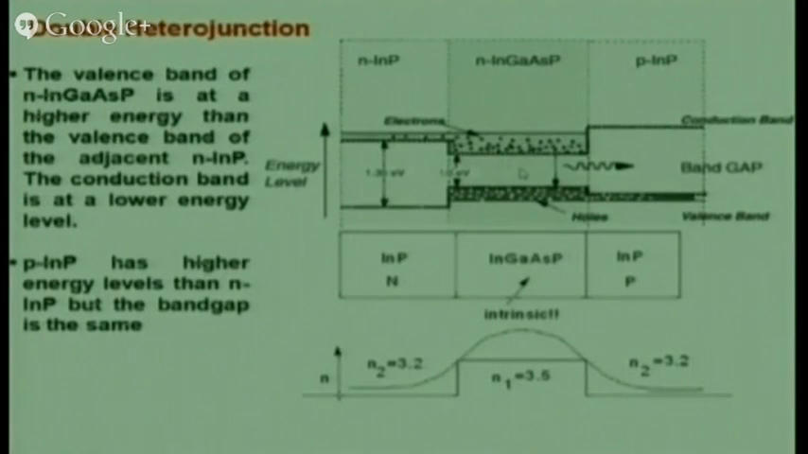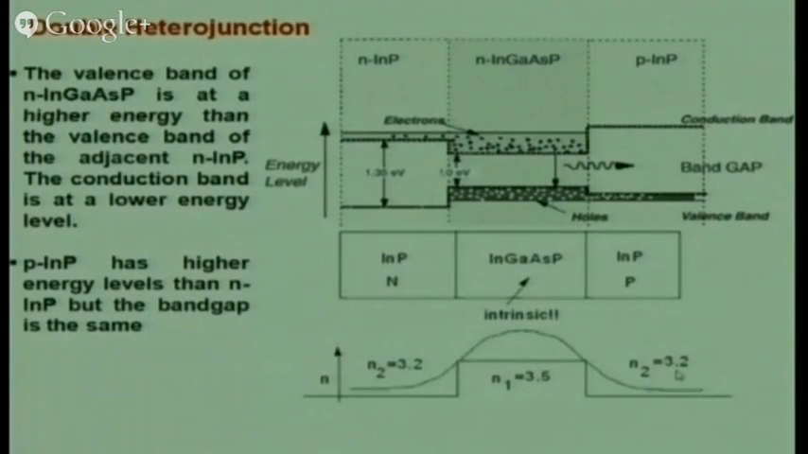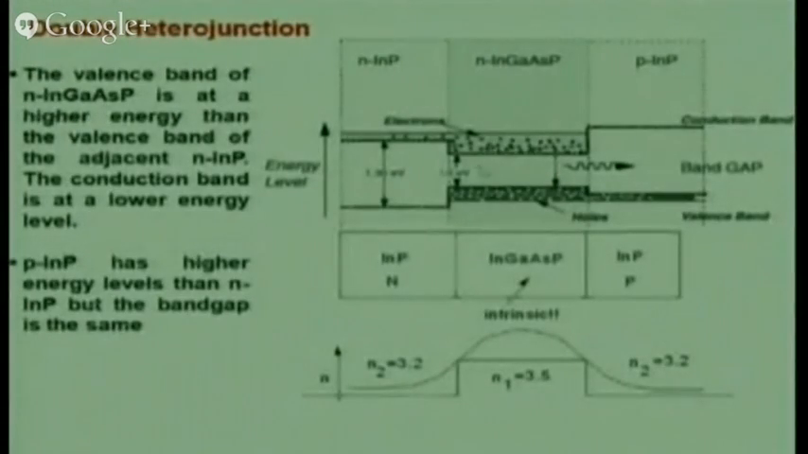Now the refractive index profile: the refractive index of this and this is around 3.2, and the refractive index of the sandwich layer, which is the active layer, is around 3.5. That means now I have created a high refractive index profile in the center of the active region, right? So the recombination light is also confined within this region. That's the advantage of double heterojunctions.